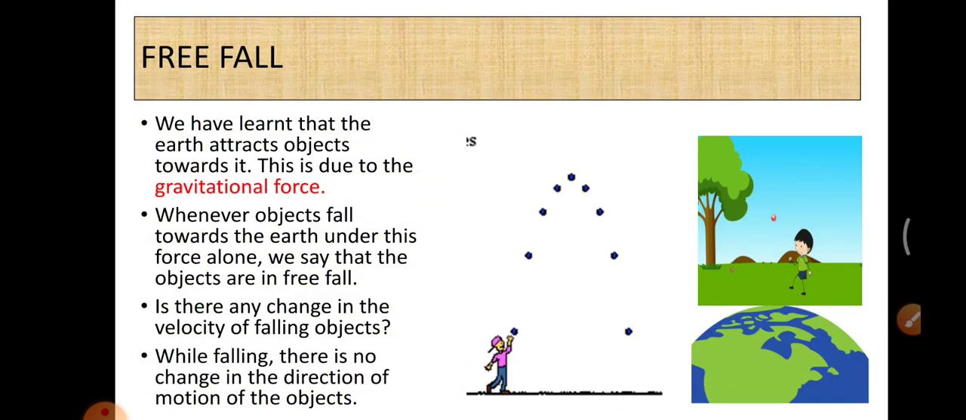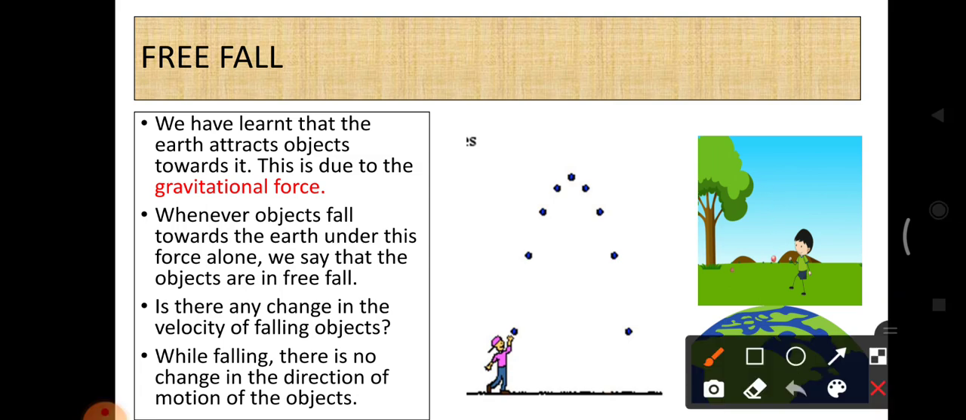So we have learned that the earth attracts objects towards it, and see in the second diagram the ball is falling towards the earth. So the earth attracts this ball due to the gravitational force between earth and ball. Whenever an object falls under this force alone, the gravitational force alone, we say that the object is in free fall.